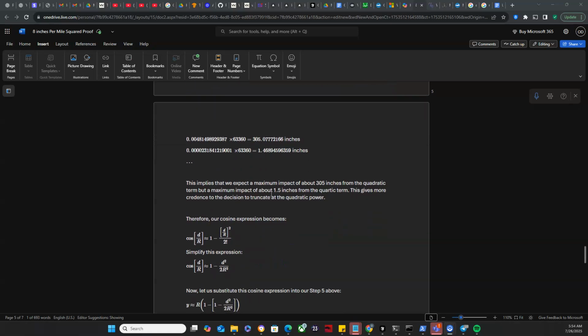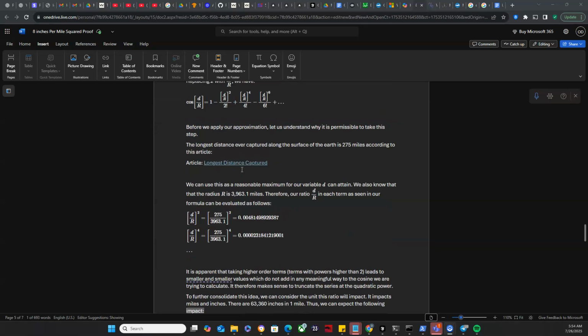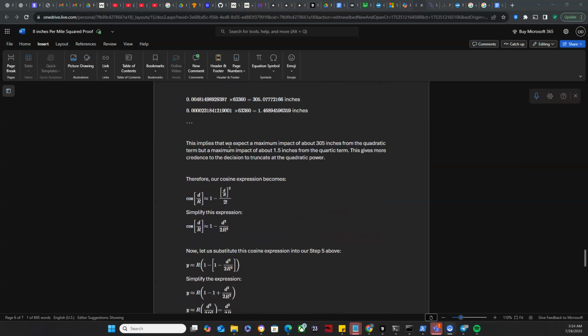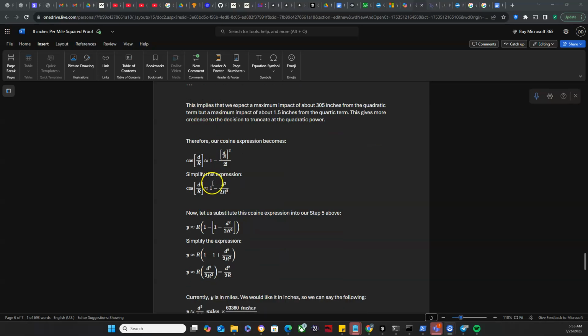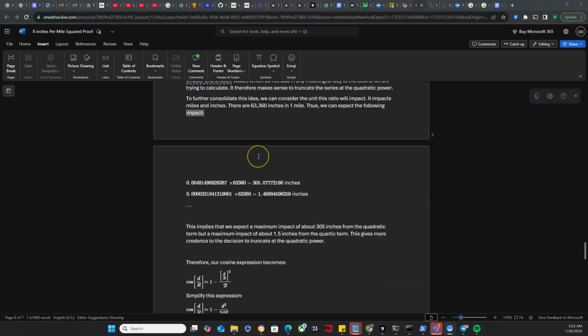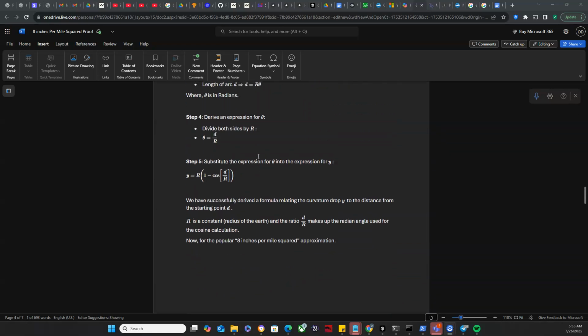Okay, good. So now that we have established that we do not really need the quartic and above expressions, we can truncate our cosine at the quadratic level. So we can then simplify it. Once you've simplified this, you have this. Now you can substitute this expression into your step 5, where we left off. We'll just come and substitute it right here.